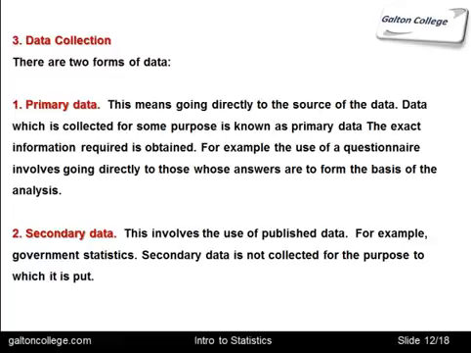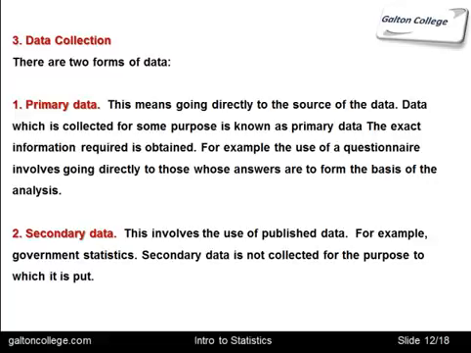The data collection. There are two forms of data. There's primary data and secondary. Primary data simply means going right to the source of the data, collecting it firsthand. That's primary. Secondary data involves using published data. So for example, if you go to government statistics, the government's already collected the data for you, you're collecting it from them. So it's secondary data.